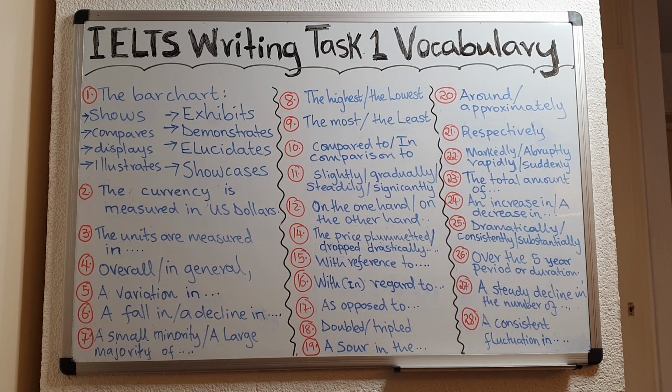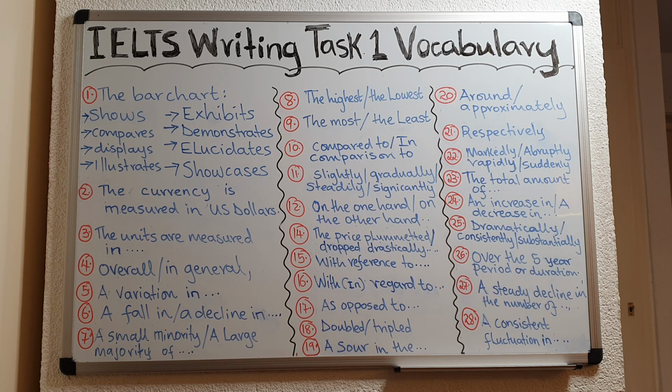So a small minority means a small group. A large majority means a large group of people. Minority means few, majority means many. So we always use small with minority and large with majority.